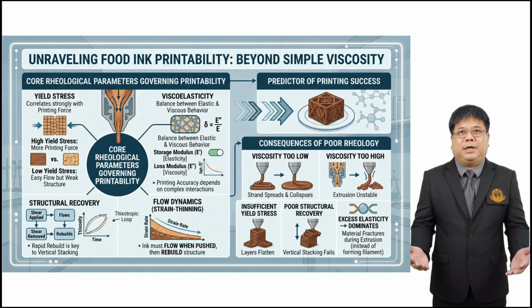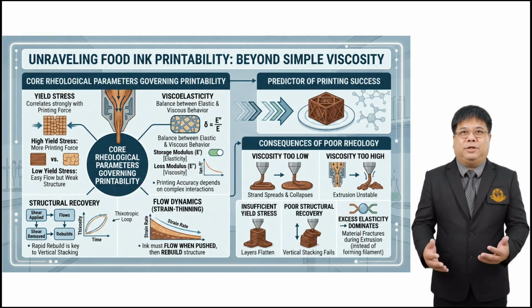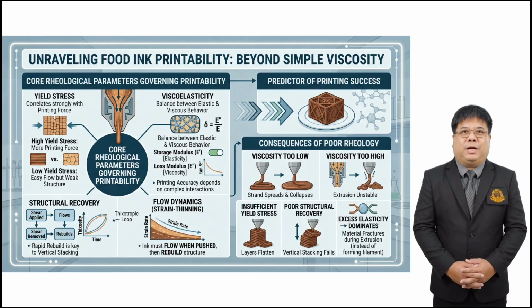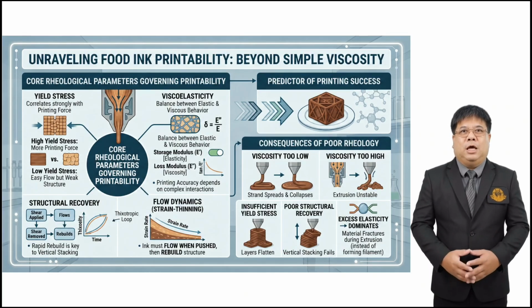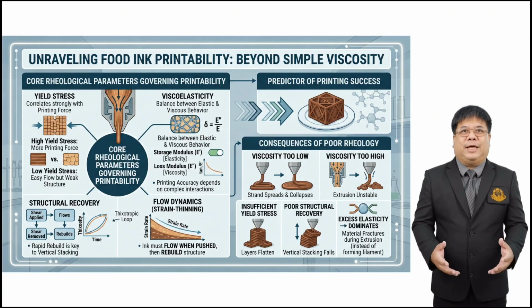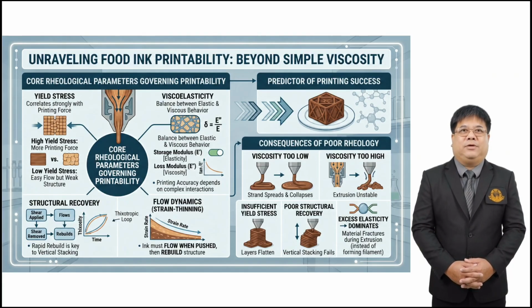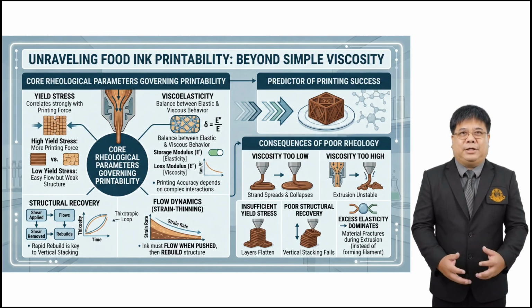This is why printability is governed not by viscosity alone, but by a combination of rheological parameters including yield stress, viscoelasticity, structural recovery after shear, and the balance between elastic and viscous behavior, often described through parameters such as storage modulus, loss modulus, tan delta, and strain thinning behavior. Recent studies show that yield stress correlates strongly with printing force, while printing accuracy depends on more complex interactions involving yield behavior, viscoelastic recovery, and flow dynamics. In practical terms, a printable food ink must flow when pushed, but rebuild structure almost immediately after deposition.